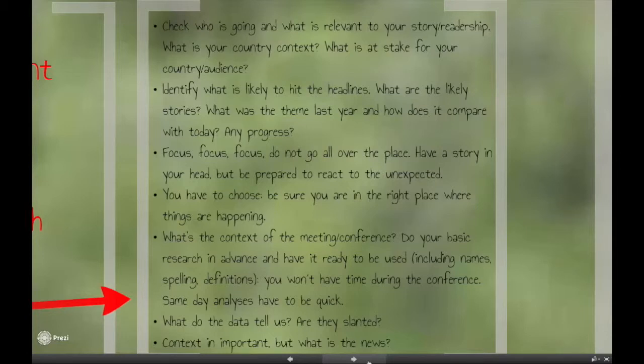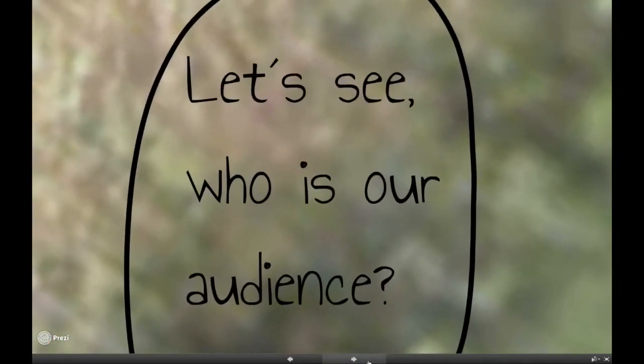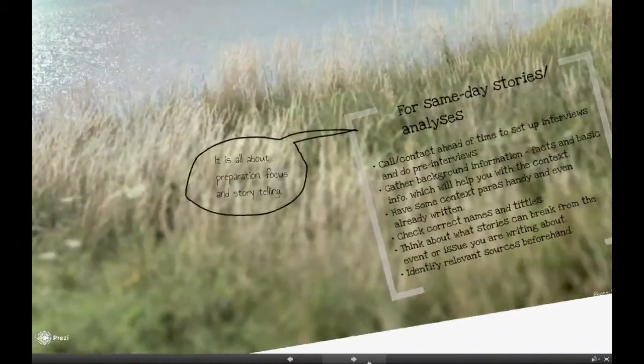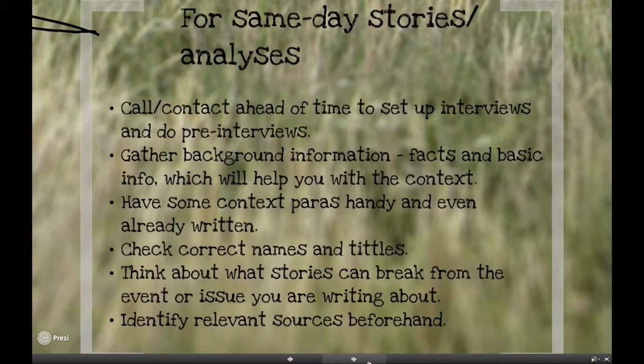Also, what do the data tell us, and are they slanted? Is there any bias that you have to take into account in the sort of data that you're getting? And again, context is important, yes, but what's the news? That's your first paragraph. What's new? What's in it for you? What's at stake? So it's very important that beforehand you have a clear idea of what your audience is.